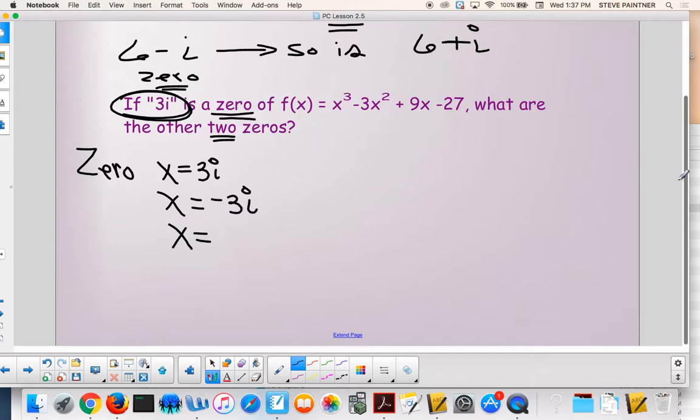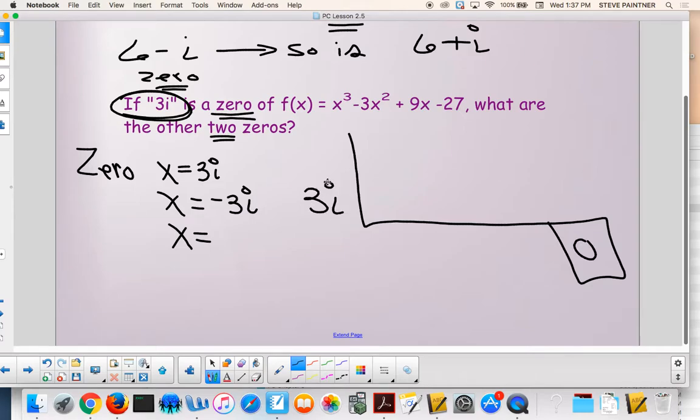3i. So if you know that's a 0, why wouldn't you just do that right now? If somebody tells me I have a 0, it's 3i, I'll put 3i there. I know I'm going to get 0. So put the coefficients up here: 1, -3, 9, -27. Start. This is not easy, just so you know. Let's see what you get.